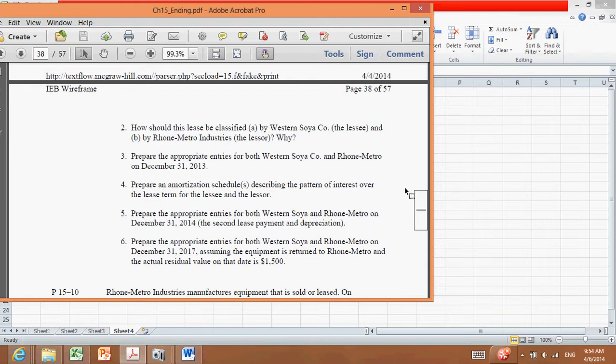Requirement 3 asks us to prepare journal entries for 2013. Requirement 4 asks us to prepare an amortization table. Number 5 asks us to prepare a journal entry for 2014, and number 6 asks us to prepare a journal entry for 2017. Numbers 3, 5, and 6 cannot be prepared without the amortization table of requirement 4. So I will start from the amortization table, requirement 4.